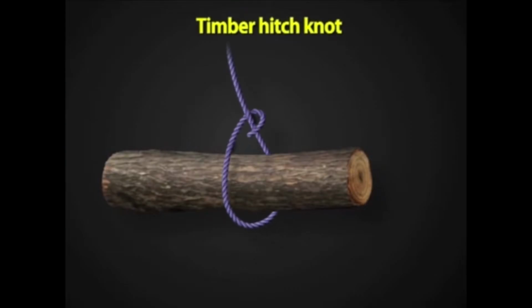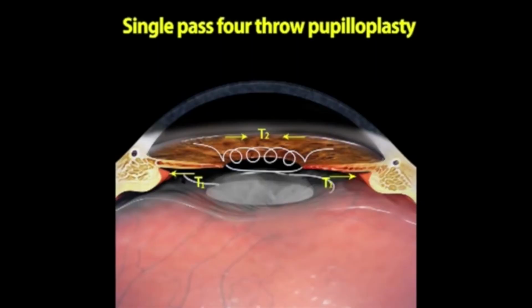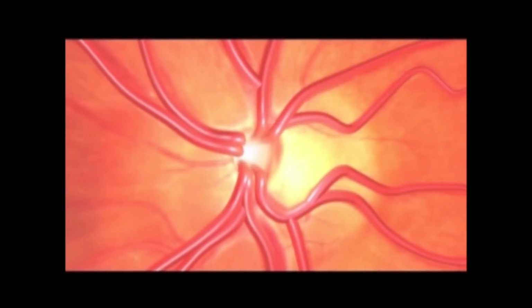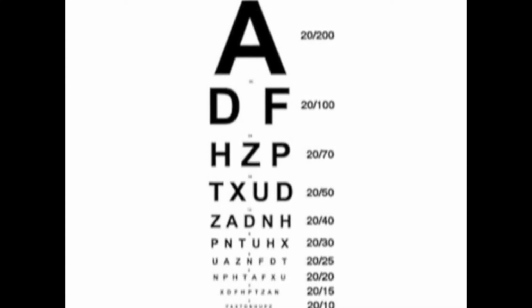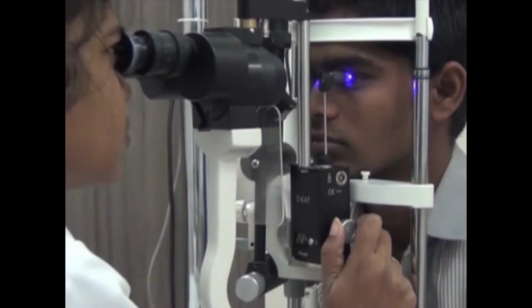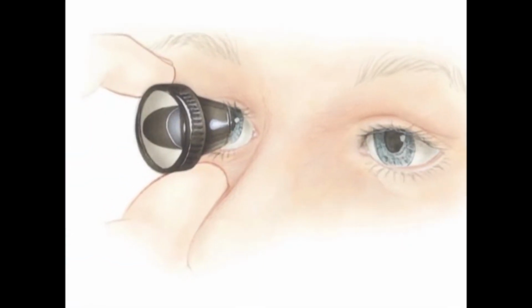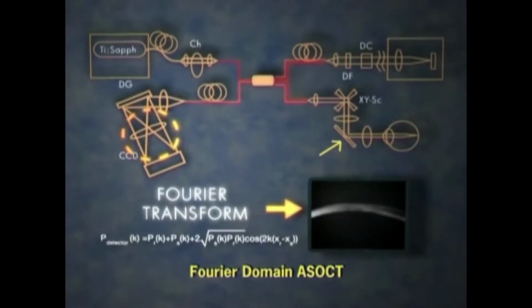Single-pass 4-throw pupilloplasty bears a close resemblance to the timber hitch knot. The 4-throw holds as T2 is greater than T1. Preoperative examination comprises recording Snellen's best corrected visual acuity, intraocular pressure measurements with applanation tonometry, gonioscopy to view the angles, and an anterior segment optical coherence tomography.